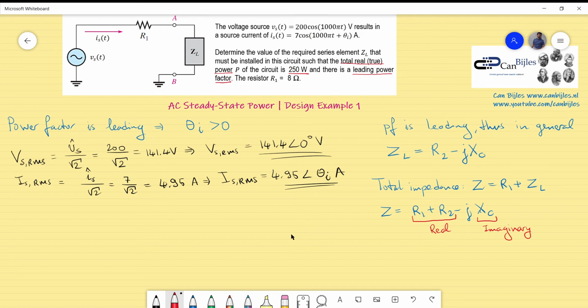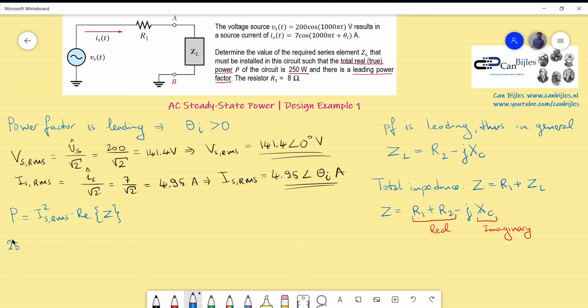Now let's continue with the power, which is the dissipated power P, equal to Is RMS squared times the real part of the total impedance. The real part of the total impedance is R1 plus R2. I know the Is RMS, which is given here. I only use the amplitude, as we already discussed in the previous examples. And this is 250. So if I substitute everything I know, it's 250.